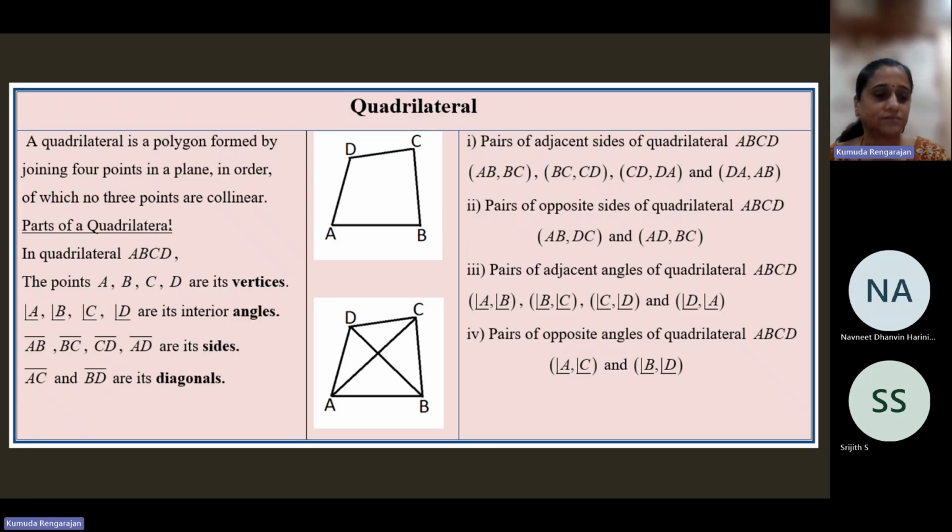See the definition here. A quadrilateral is a polygon formed by joining 4 points in a plane in order, in the clockwise or anti-clockwise direction, of which no 3 points are collinear. Very important definition. You must memorize that.